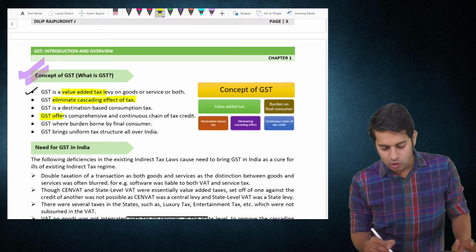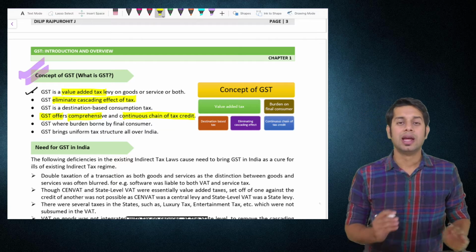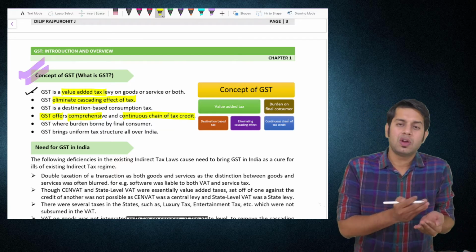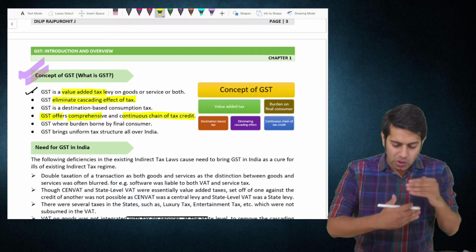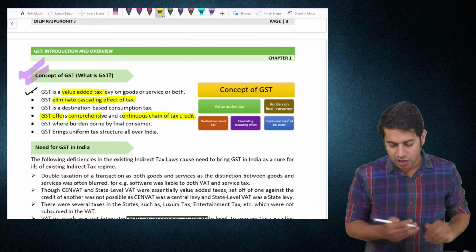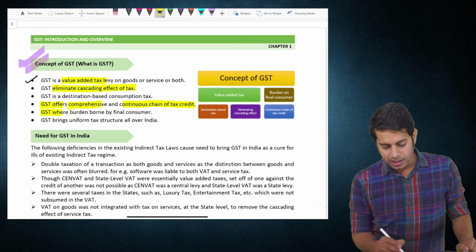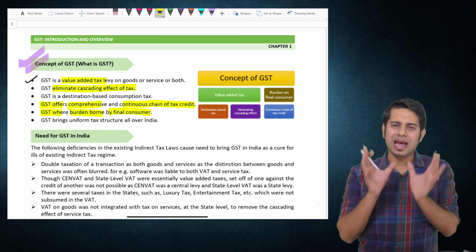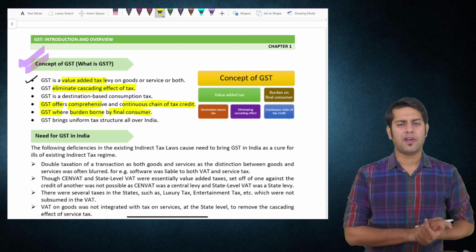GST offers a comprehensive and continuous chain of tax credit. You get the benefit of the tax which is paid by you to the previous person. So there is a continuous chain of tax credit which is given to you. Then under GST, the burden is borne by the final consumer. The entire GST which you are paying to the government, you are collecting from the final consumer.